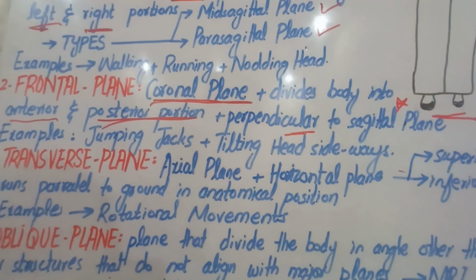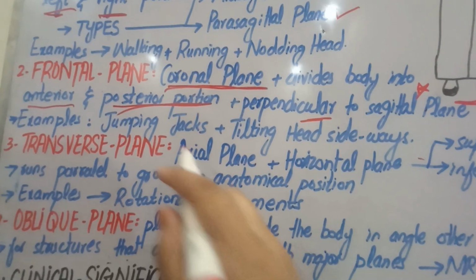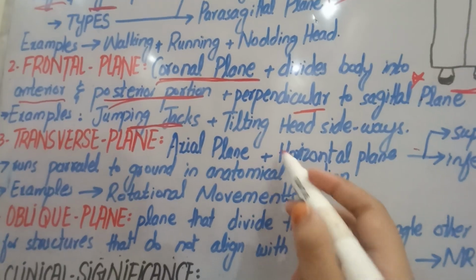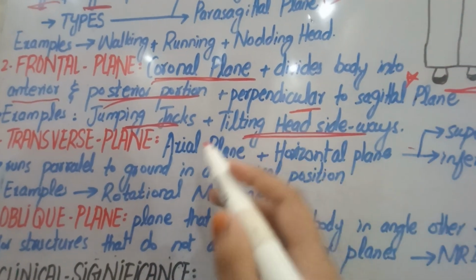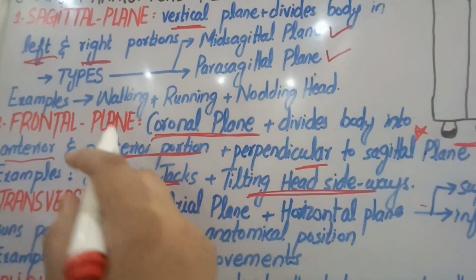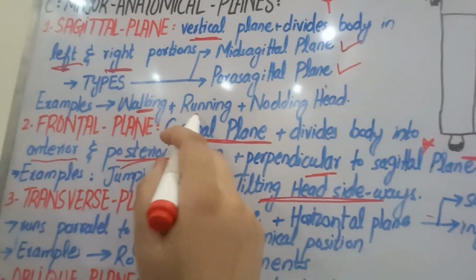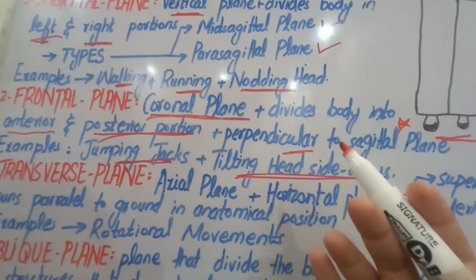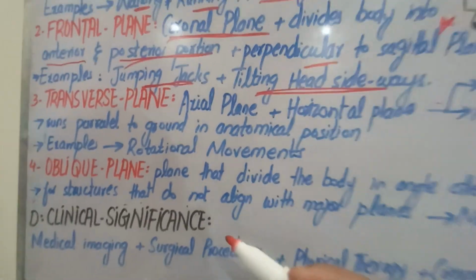An example of movement in the frontal plane is jumping jacks. When we do jumping jacks, we move in the frontal plane, and tilting the head sideways is also a movement in the frontal plane. Talking about examples of the sagittal plane, the examples are walking, running, and nodding the head, which take place in the sagittal plane of the body.